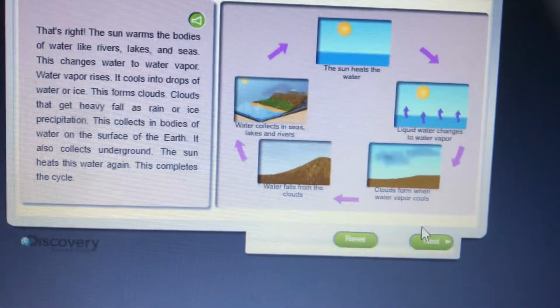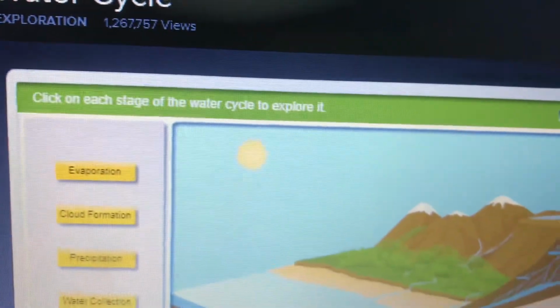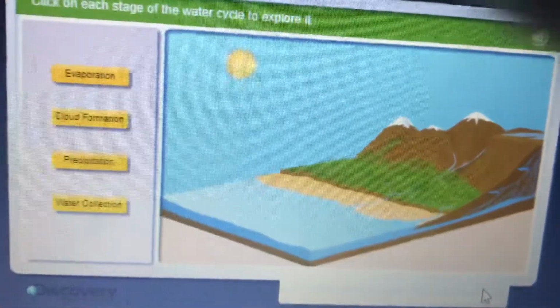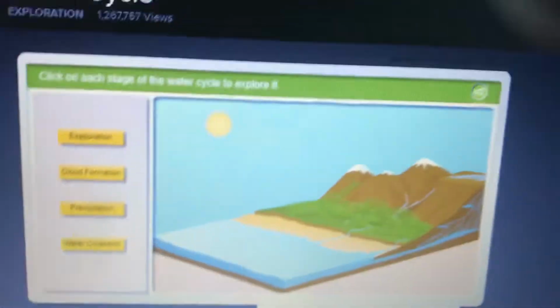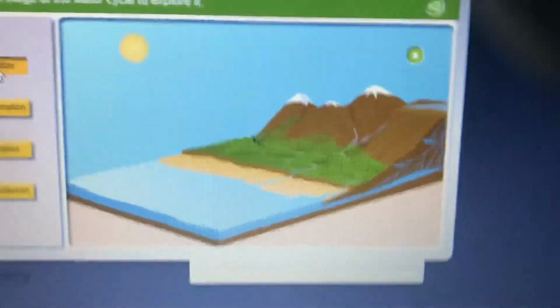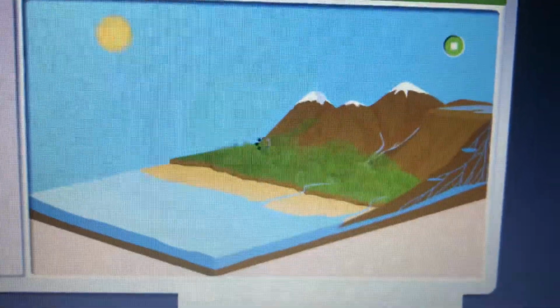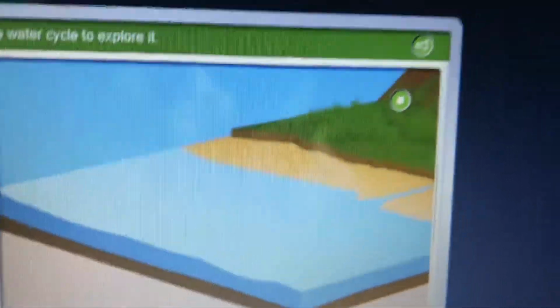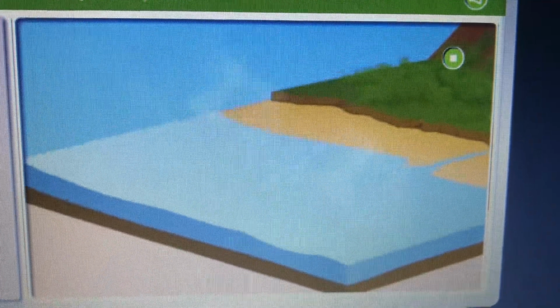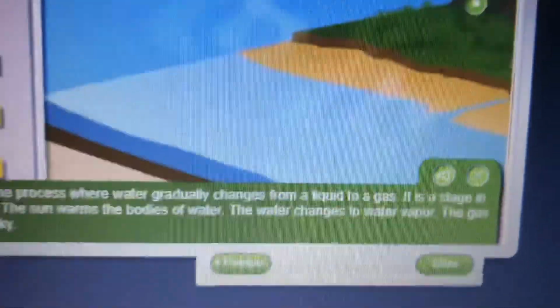All right, good. Let's go on to the next part. Now it says up here, click on each stage of the water cycle to explore it. So we're going to click on evaporation and watch what happens. You see it rising from the water there? That's the water turning into a gas.